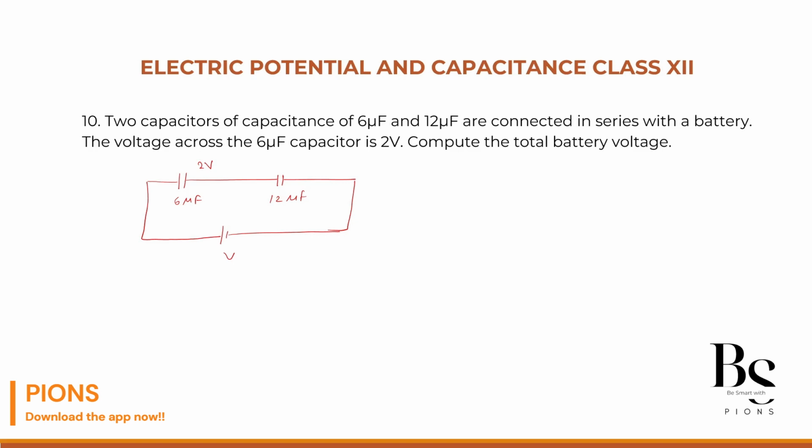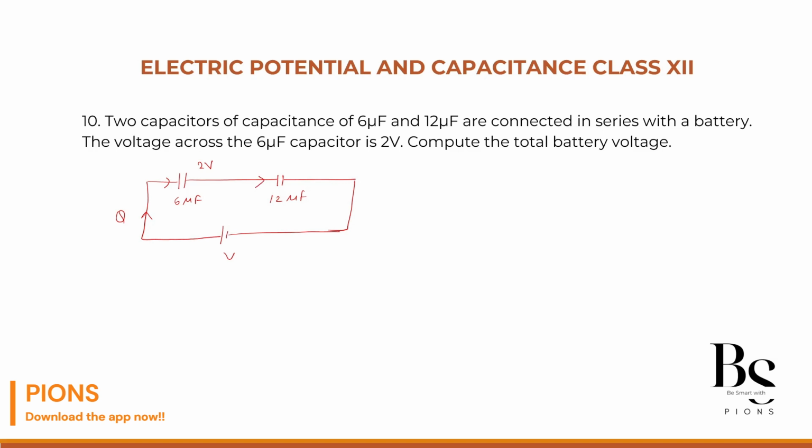Okay. So the two capacitors of capacitance 6 microfarad and 12 microfarad are connected in series with a battery. The voltage across the 6 microfarad capacitor is 2 volt. Compute the total battery voltage. Okay, great. So here if it is voltage V, the charge which is coming out of this battery, let's call it Q. And if this is Q, the charge across this will be same as the charge across this. Sir, why? Because they are in series.